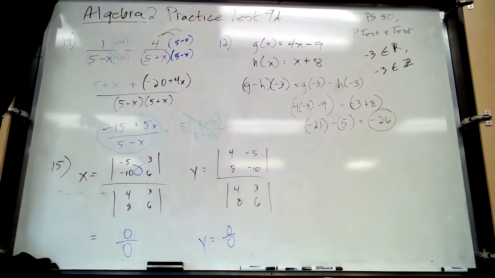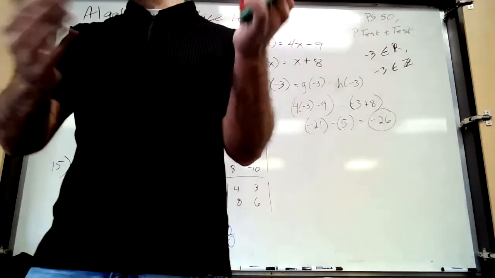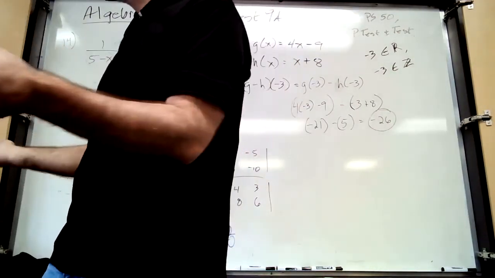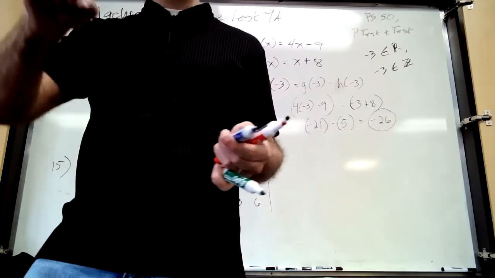It was so much easier than that. Everything canceled out, and you got 0 equals 0. So when you get 0 equals 0, or 5 equals 5, or 7 equals 7, then that is infinite solutions.